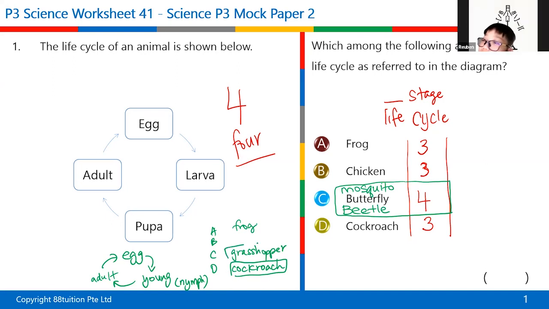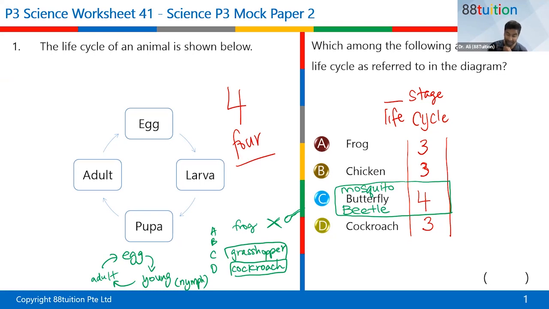Is it grasshopper? Yes. Is it frog? No. Why? The frog, the baby, does it look like the adult? No, right? So same for mosquito, it doesn't look like the adult. The frog doesn't look like the adult. So we need to take into consideration when we do life cycle, the stages and also the similarity to the adult, which we call the nymph, which usually occurs in the 3 stage cycle.